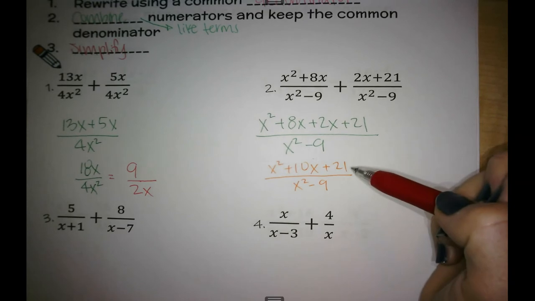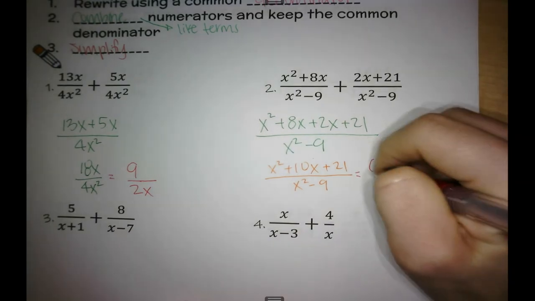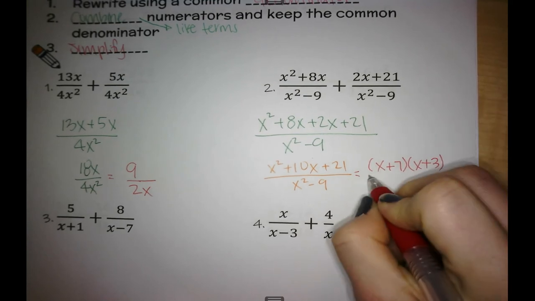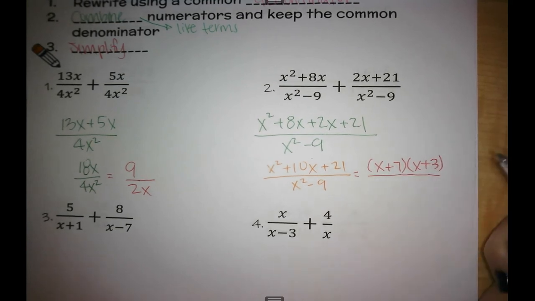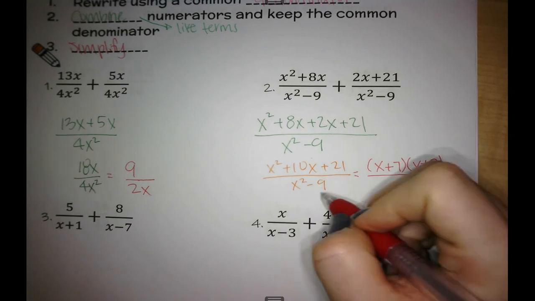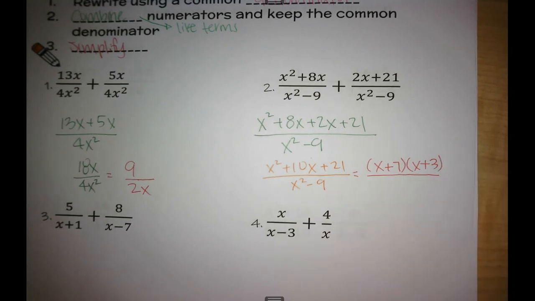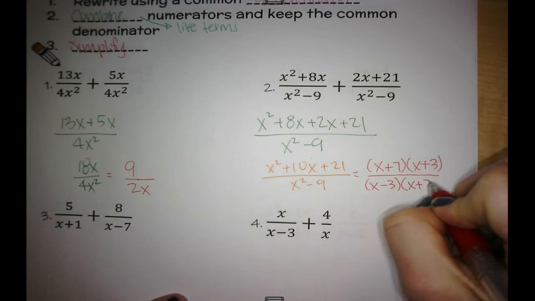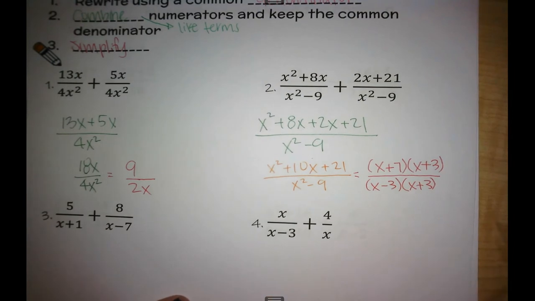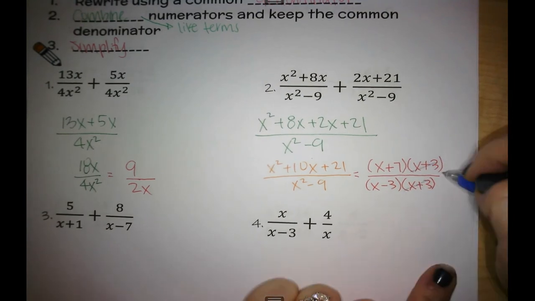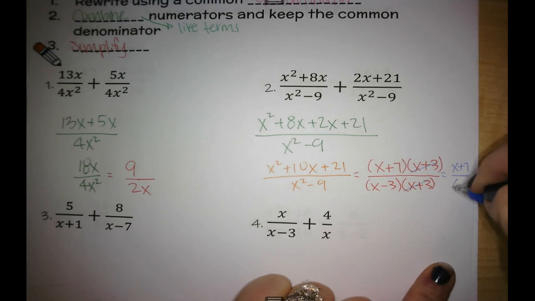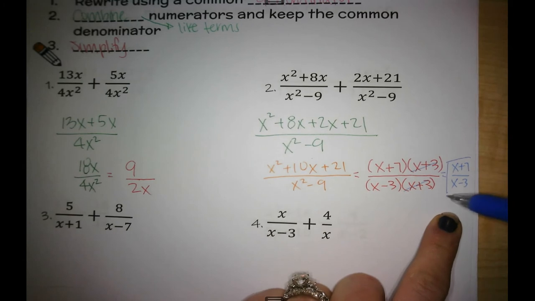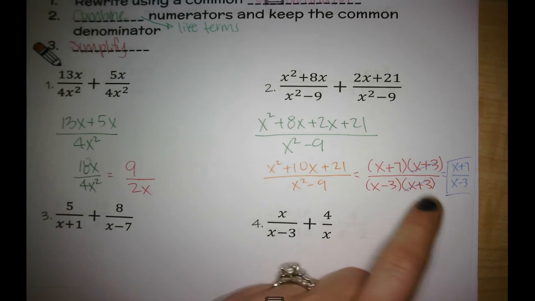So if I factor this top, that gives me x plus 7, x plus 3, and you can use the same calculator method of factoring. When I factor x squared minus 9, that's a difference of squares. So x minus 3, x plus 3. And then remember, I can eliminate. So this is x plus 7, x minus 3. So these two added together give me x plus 7 over x minus 3.